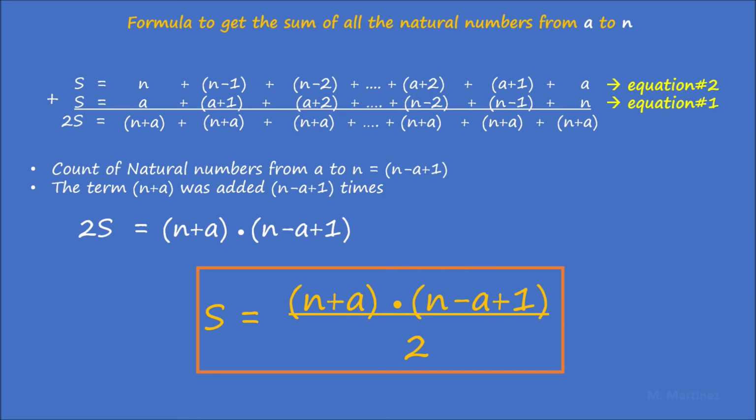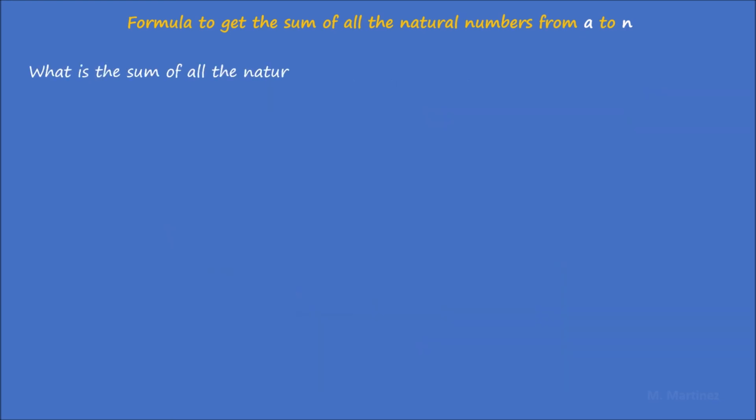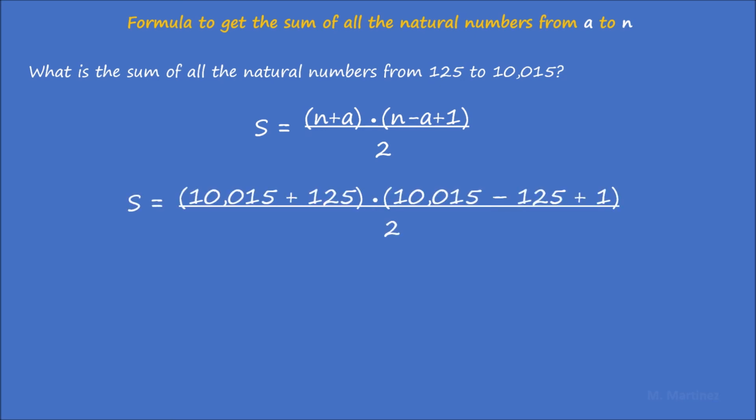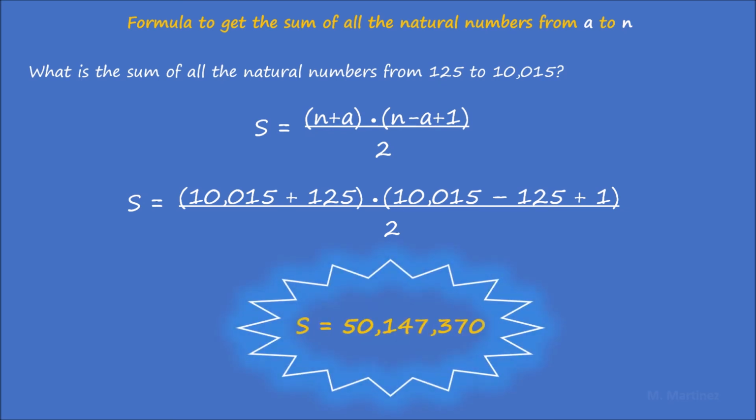And here is the generic formula to get the sum of all the natural numbers from the first number, A, to the last number n. Going back to the problem that we have earlier. What is the sum of all the natural numbers from 125 to 10,015? Using the recently derived formula, let's substitute 125 as the value of A, and 10,015 as the value of n. Solving for this equation, we will know that the sum of all the natural numbers from 125 to 10,015 is equal to 50,147,370.